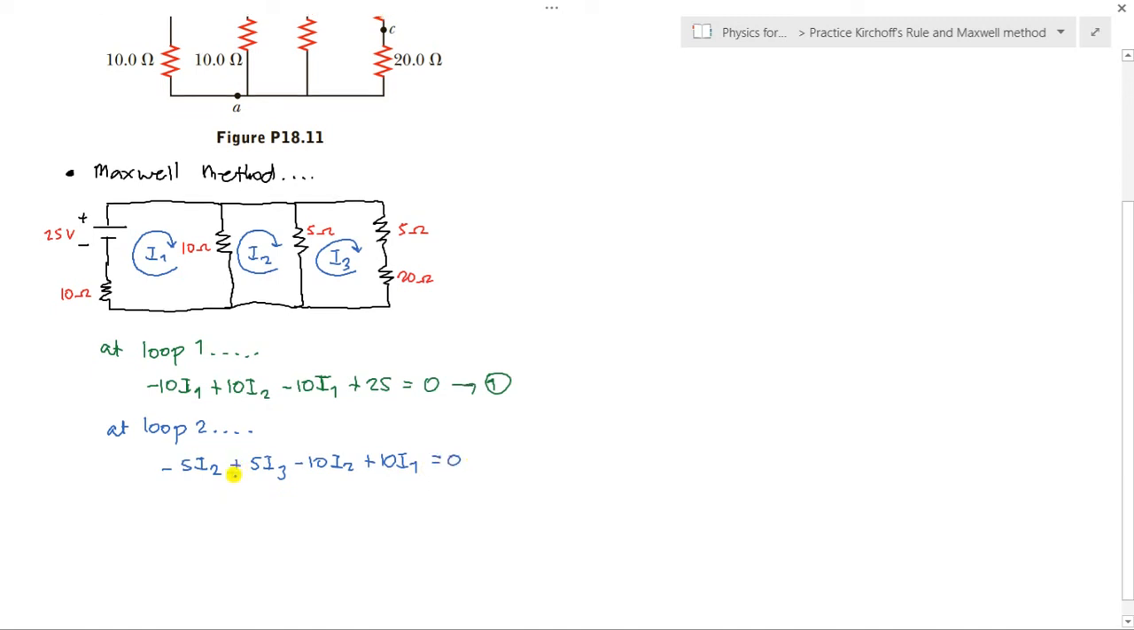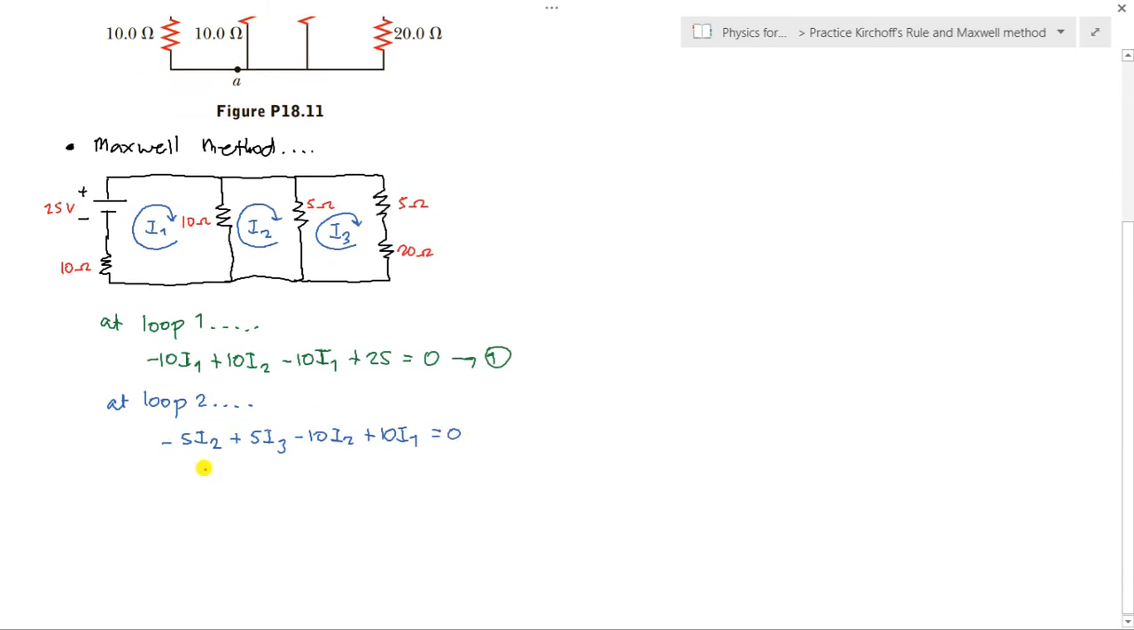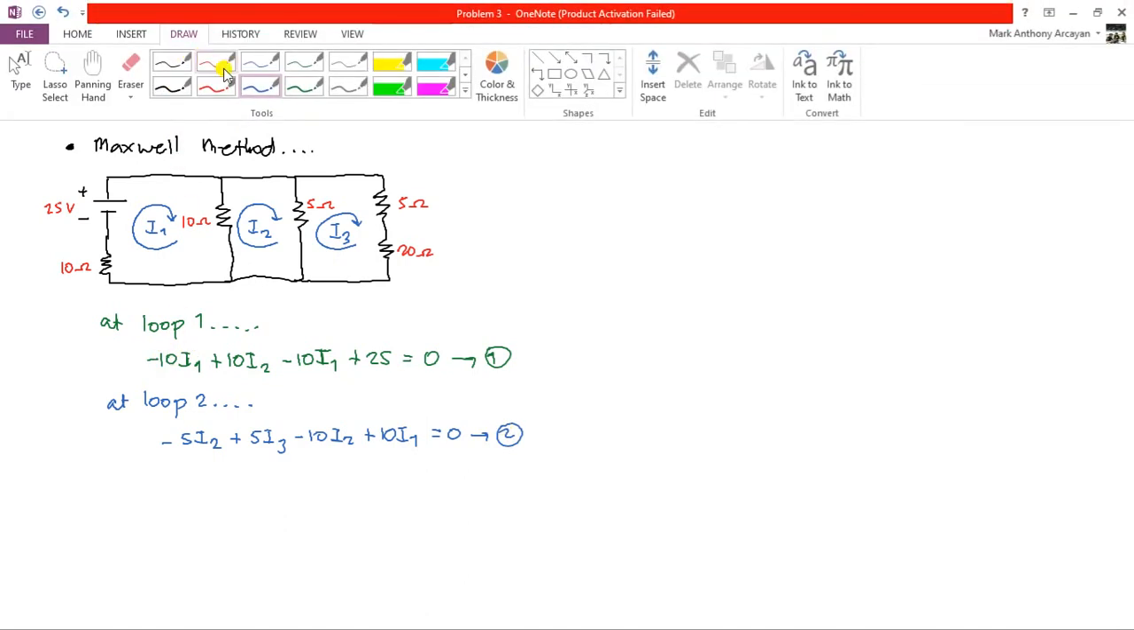Rearranging this, we will write it out so it is easier. So this is the equation generated at loop 2.